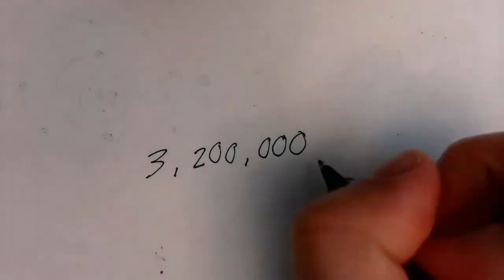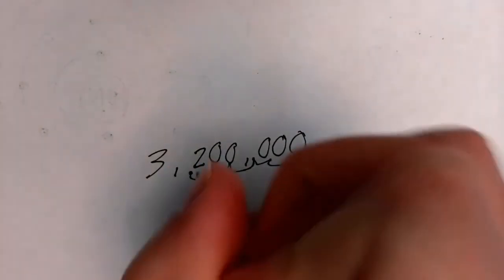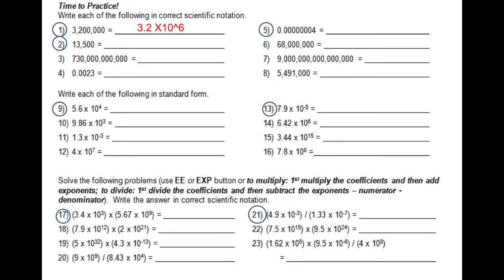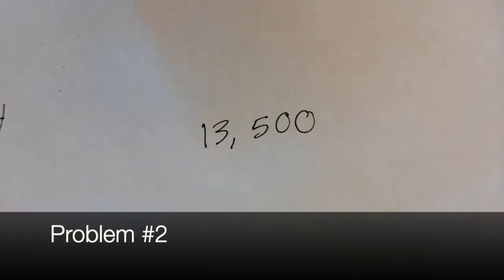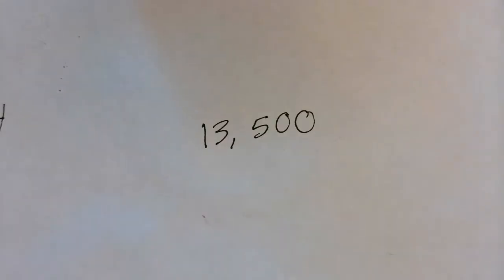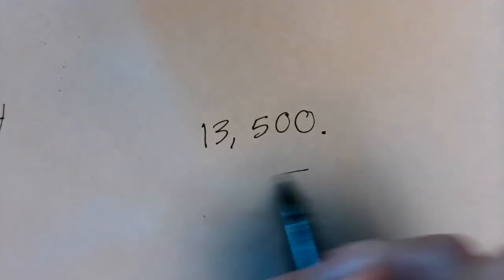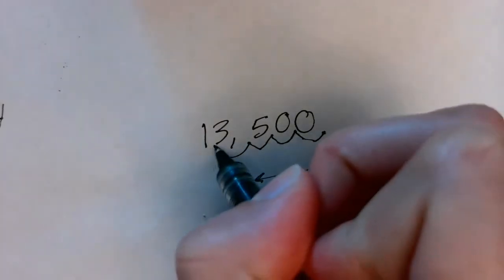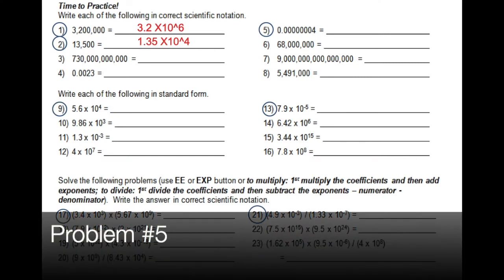So I'm going to count 1, 2, 3, 4, 5, 6. Which gives me 3.2 times 10 to the 6. We don't have a unit here, so we don't have to write it. Number 2 also gives us a really big number. You have 13,500. From where the decimal point is now, how many places do I have to move it to the left? I'm going to go 1, 2, 3, 4 places to the left, which gives me 1.35 times 10 to the 4.